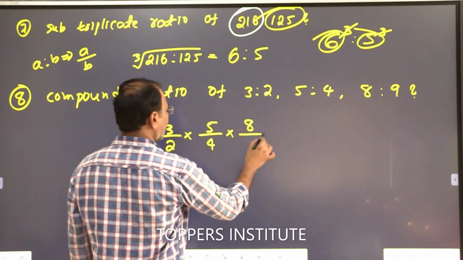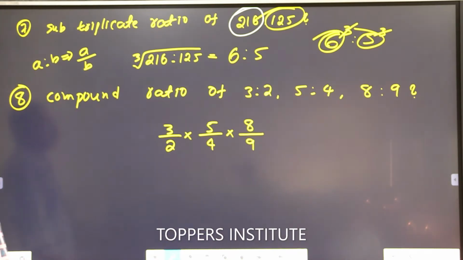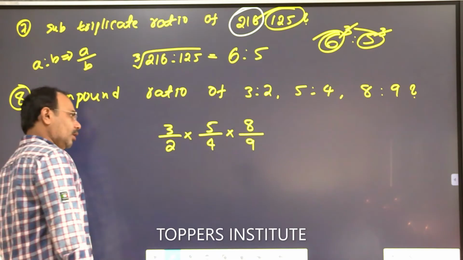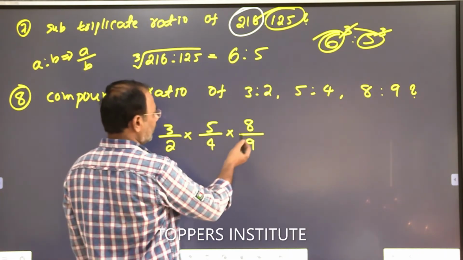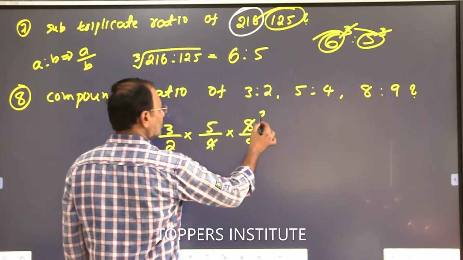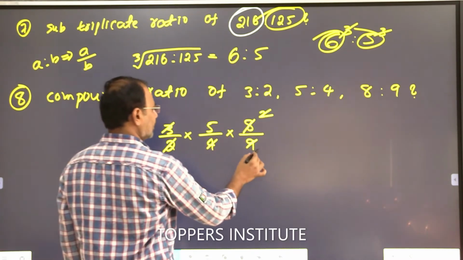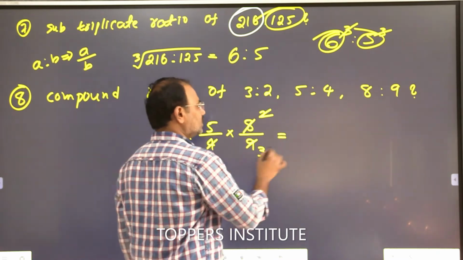So if we multiply these, you will get the compound ratio of the given ratios. 3/2 into 5/4 into 8/9. So 4 ones are 4, 4 twos are 8, 2 and 2 get cancelled, 3 1, 3 3s. So the remaining is what? 5/3.